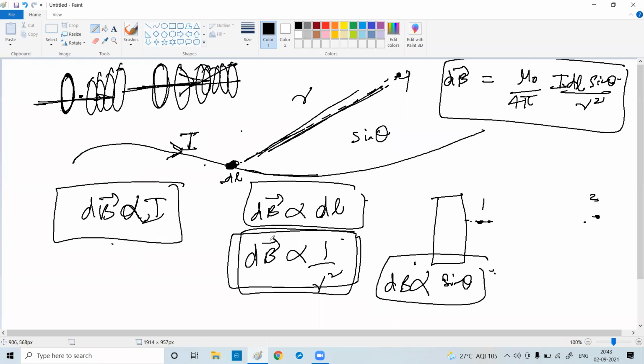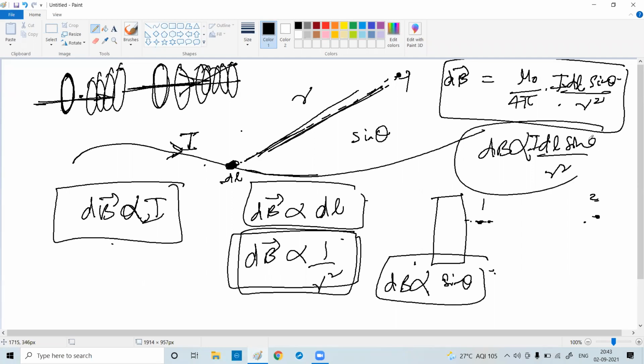Combining these, dB is directly proportional to I dl sin theta by r squared. But what about the proportionality constant? It is mu naught by 4 pi. And what is mu naught? Mu naught is called magnetic permeability. Write down: magnetic permeability.